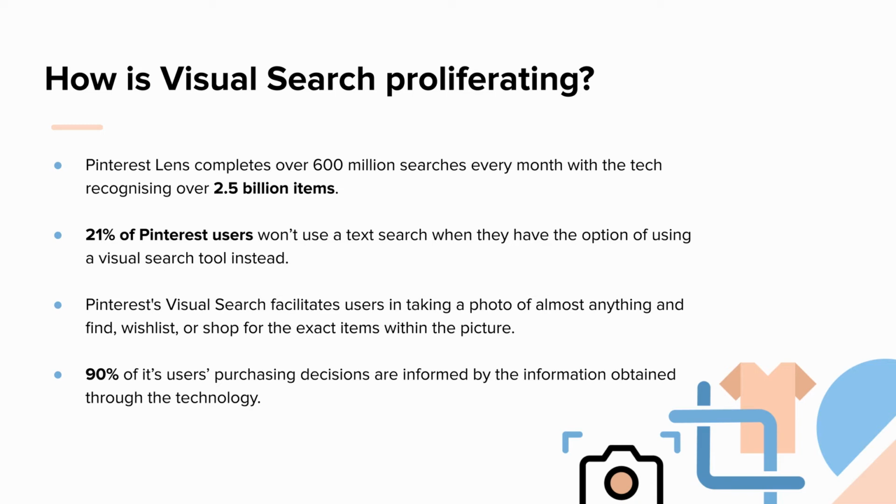21% of Pinterest users won't use a text search when they have the option of using a visual search tool instead. And I think we were discussing this earlier, Rich, when you were talking about how you go through Pinterest. Yeah, rabbit holes. What is a rabbit hole in that context? It's when you're going through an image and then you're moving to a slightly different one.